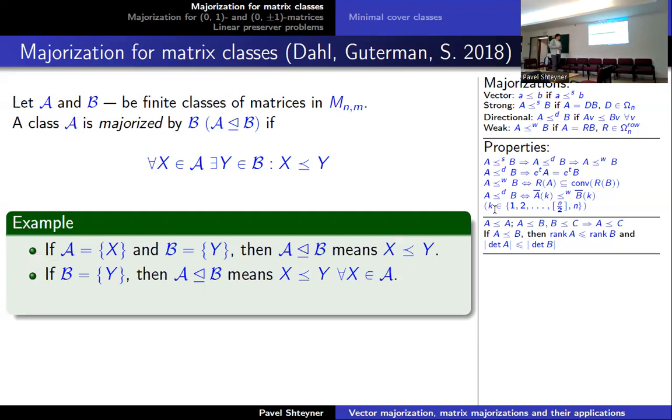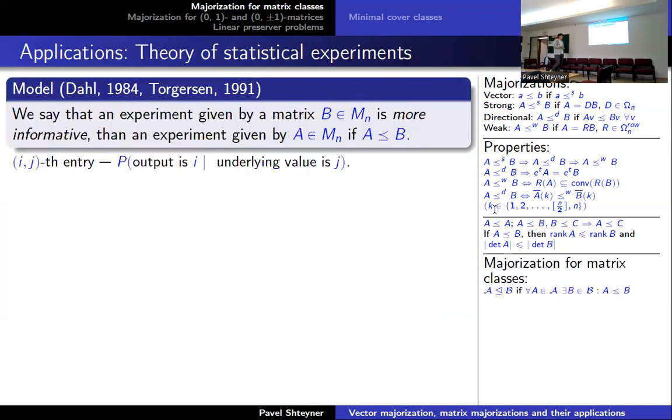If B is a one-element set, then A is majorized by B if and only if every X from A is majorized by this matrix Y. And if the situation is reversed, if A is a one-element set, then majorization means that X is majorized by Y for some matrix Y in B. And actually, this is what you talked about.